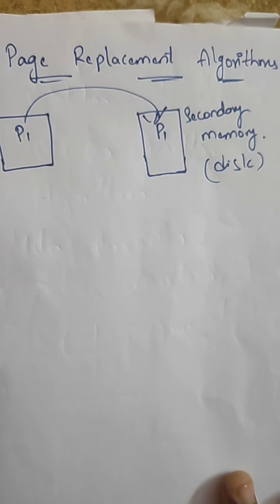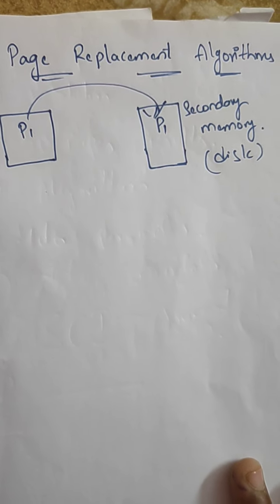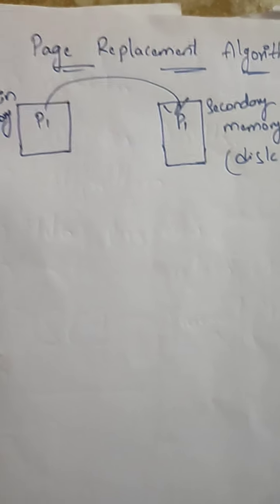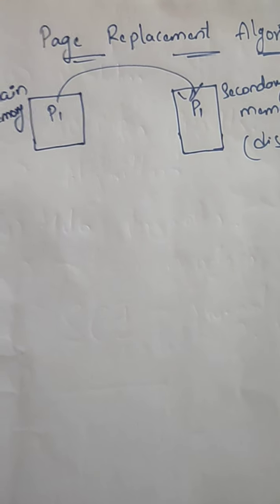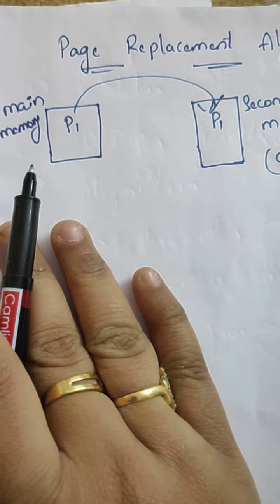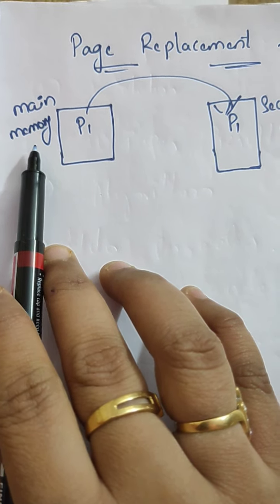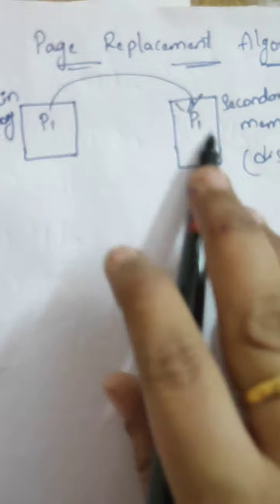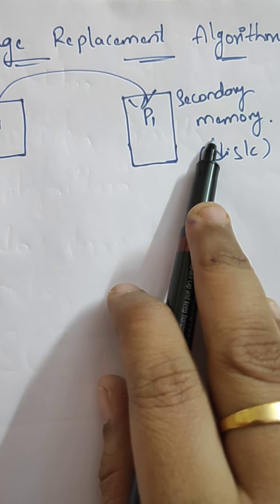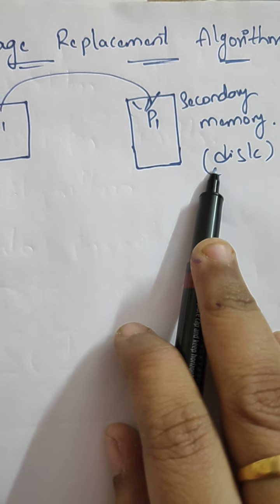In today's video lecture, I'm dealing with the page replacement algorithms. Before that, a concept: whatever process is stored in the main memory, after execution, will be swapped out to the secondary memory, which is nothing but what we call a disk.